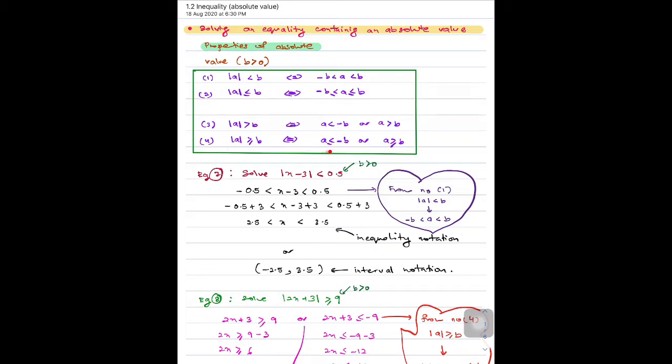Same goes for number 4. Example 7. Solve the modulus of x minus 3 less than 0.5. So, b here is greater than 0, so we can follow the properties. Check which property we can use. Since it is less than, it is between negative b and b.